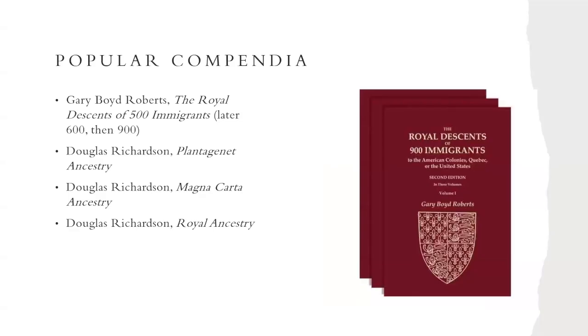So many of us hear about the royal bastards after learning we descend from a king through the compendia by Gary Boyd Roberts, which started as the royal descents of 500 immigrants, later 600, and now 900, and the three works of Douglas Richardson, Plantagenet Ancestry, Magna Carta Ancestry, and Royal Ancestry. I'll go over these compendia a bit more shortly, but one thing to remember about Roberts is that he will only mention a bastard descent if it's the best line. He's not outlining all royal lines.